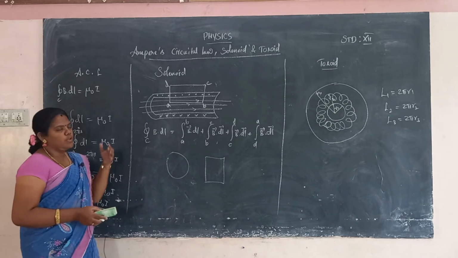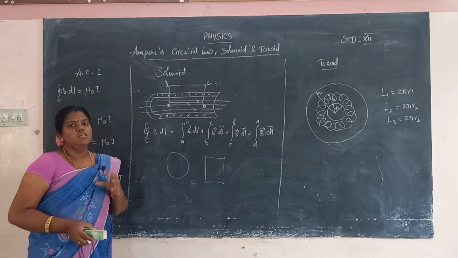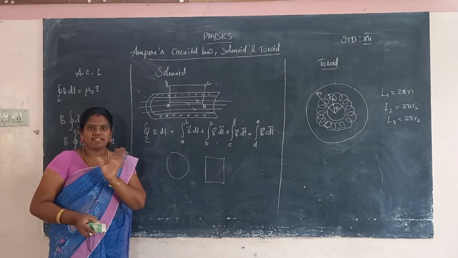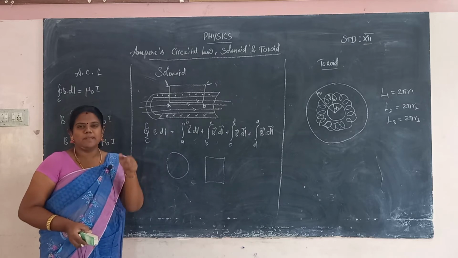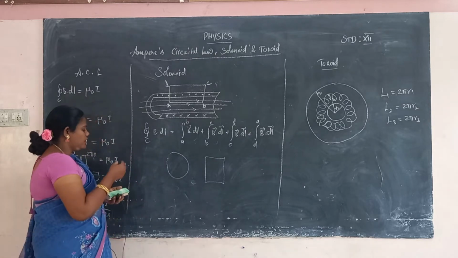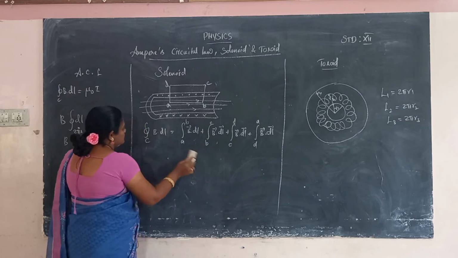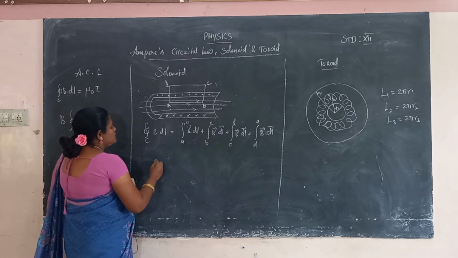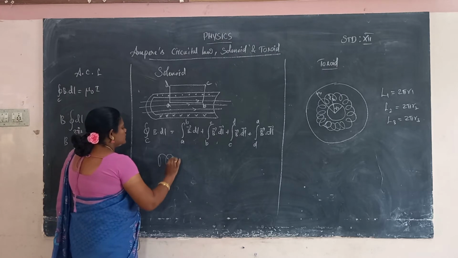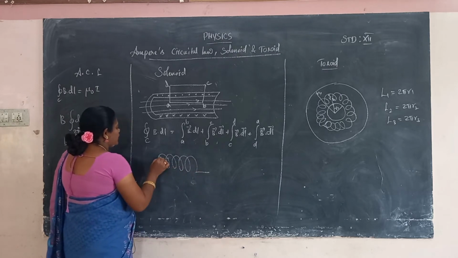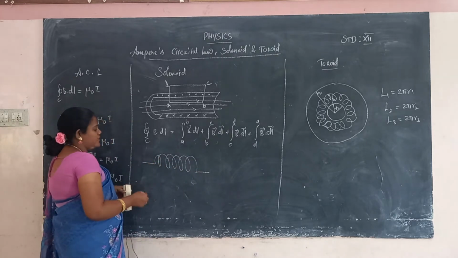Now we will go for the solenoid. A solenoid is a conductor in a helical form. We have to create the conductor in a helical form. What is a helical form? This is a solenoid.